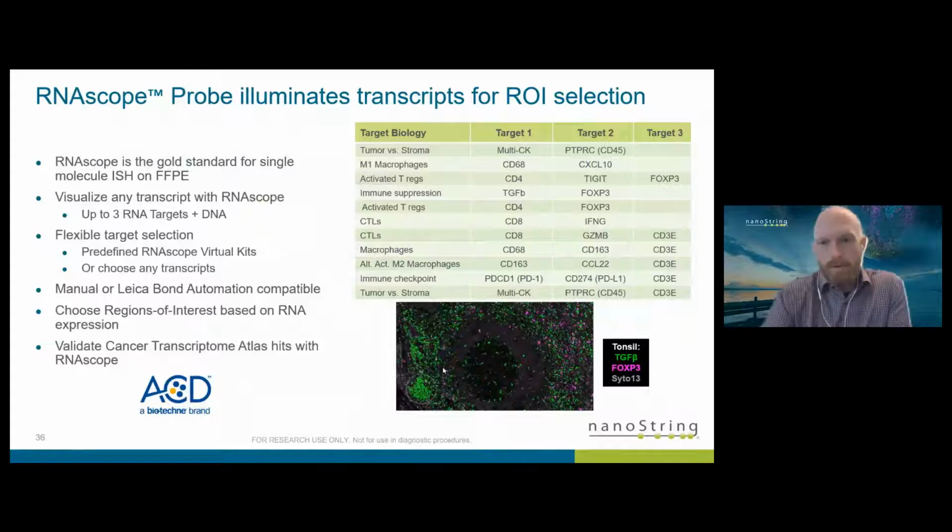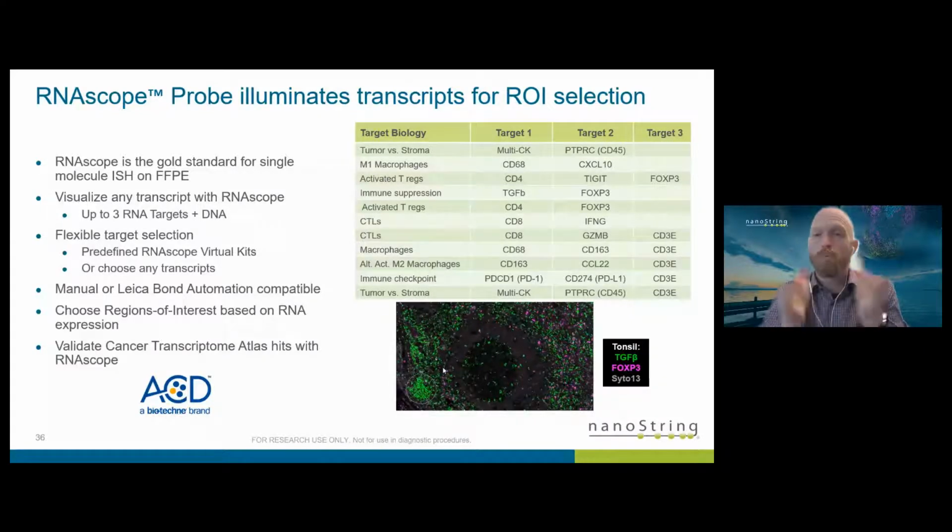I just want to end my portion of the talk talking about our relationship with ACD. Anushka will go into more detail in the field of neuroscience, but we've developed a lot of different kits. This is an example of some probe combinations that we've worked with in oncology, but we've worked on several different combinations in neuroscience as well. You can use RNAscope to visualize up to 3 targets plus the DNA stain with DSP. You can use these predefined kits that we worked out, whether in neuroscience, oncology, immuno-oncology, or choose your own targets. So you're not limited to what's here.